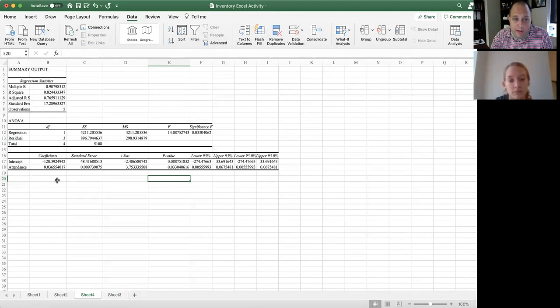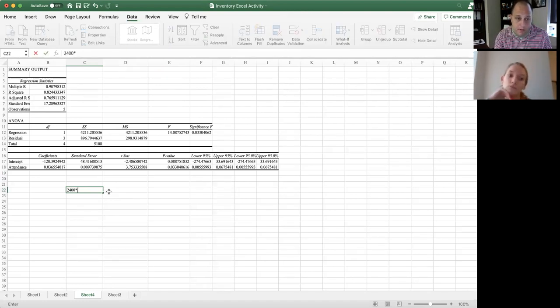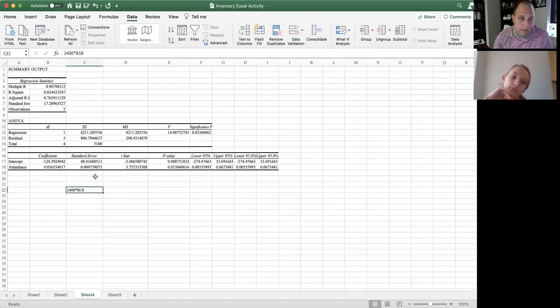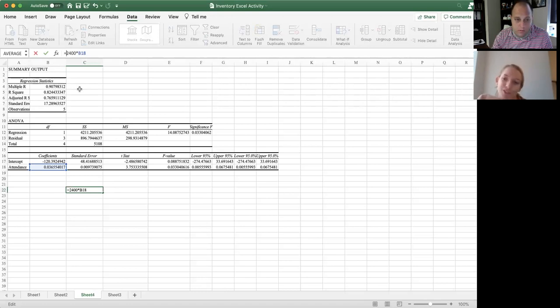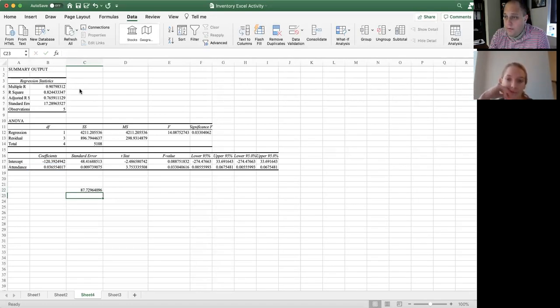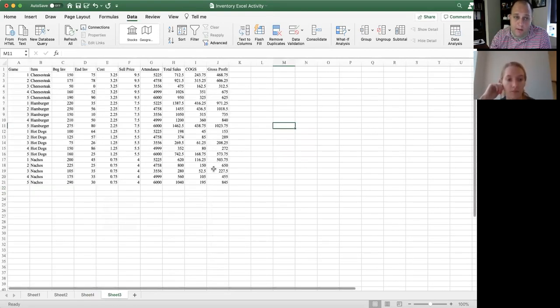And we can predict that for each increase of one person in attendance, our ending inventory increases by 0.03 cheesesteaks. So if I have, I don't know, let's just say 2,400 people times B18, oops, equals. So I can predict my ending inventory needs to be around 87, right? So then we can set up some sort of par value based off that of where we will probably be, right? Based off demand.